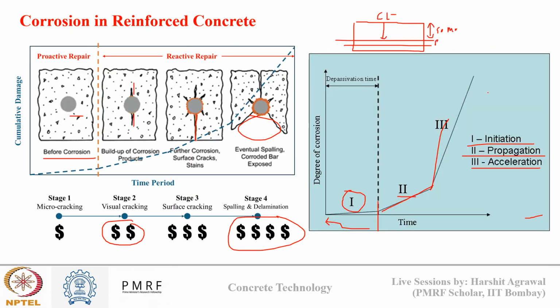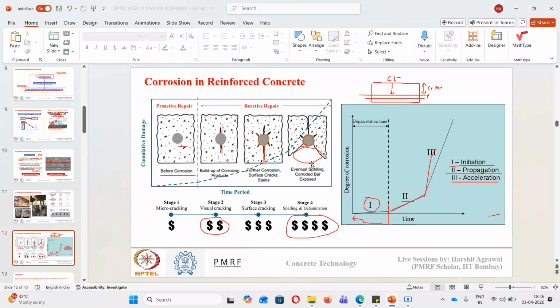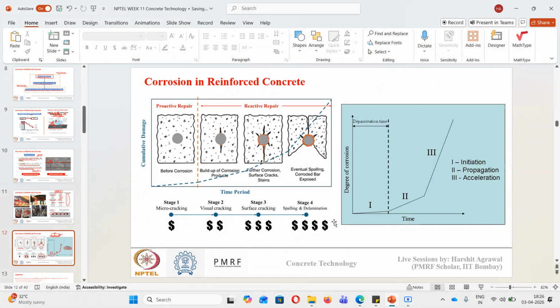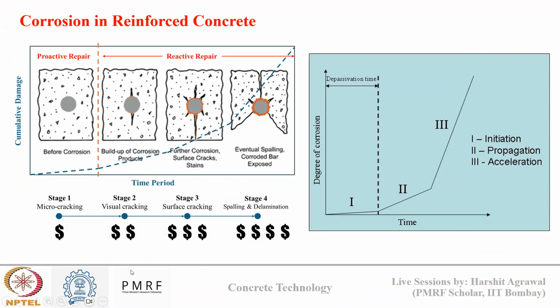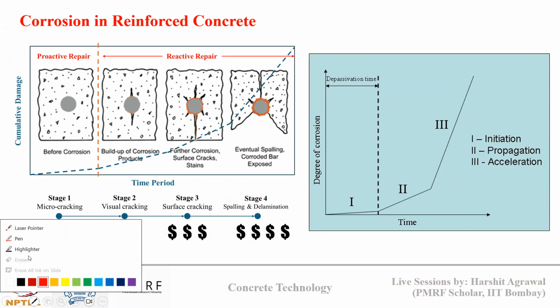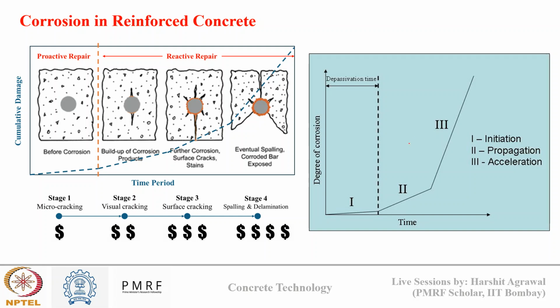Okay, so if we look at this damage from corrosion from a time scale point of view, I hope I am connected here. There are three stages in which we can define corrosion. Stage one is the time taken by the aggressive ions to reach the steel reinforcement.